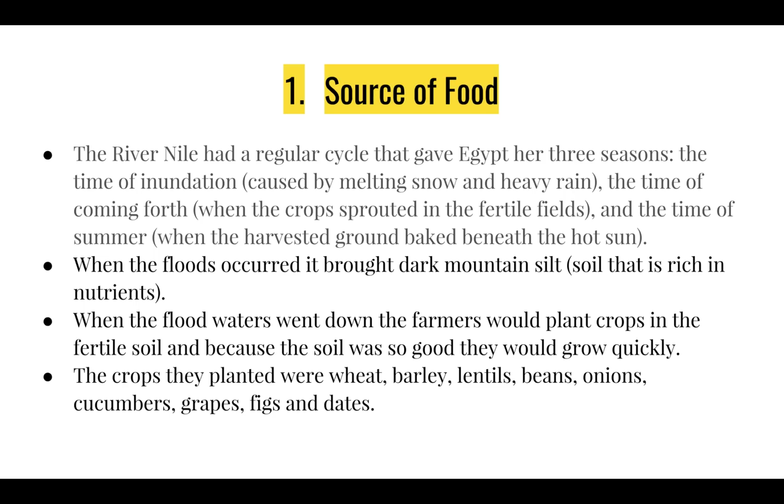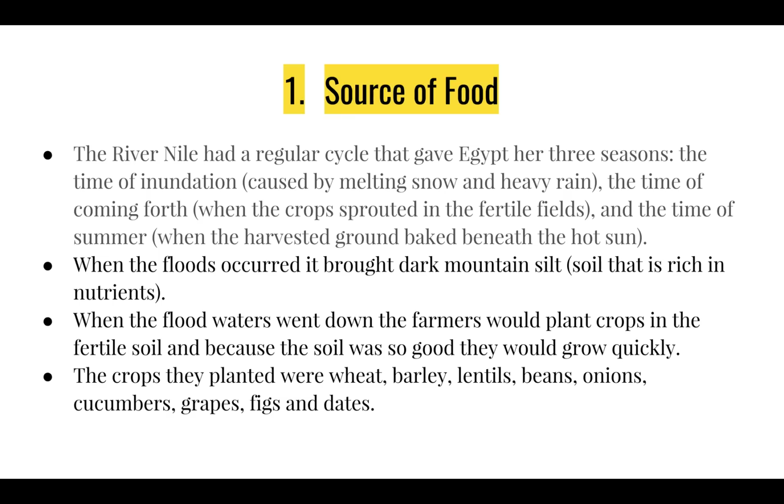So obviously, the water would rise with the floods, and then the flood would go back down, and the water would drop in terms of its level, and the farmers would be able to plant the crops in this really rich soil, this really fertile soil where things would grow really, really easily and grow quickly because the soil was so good.